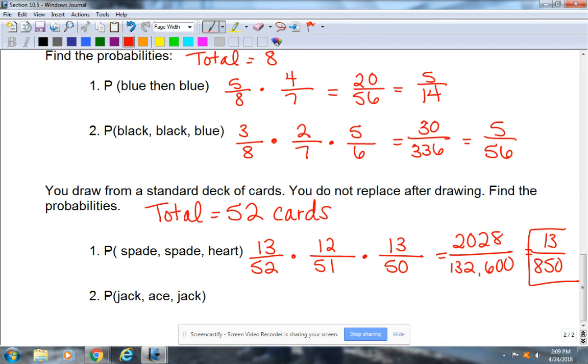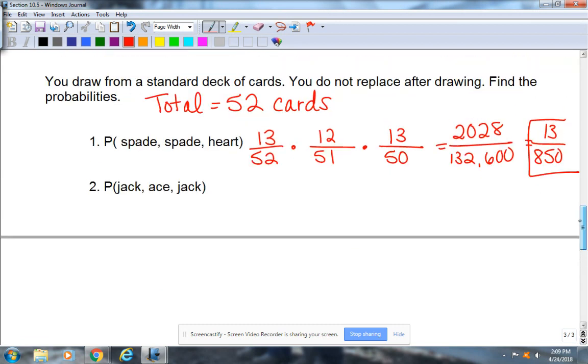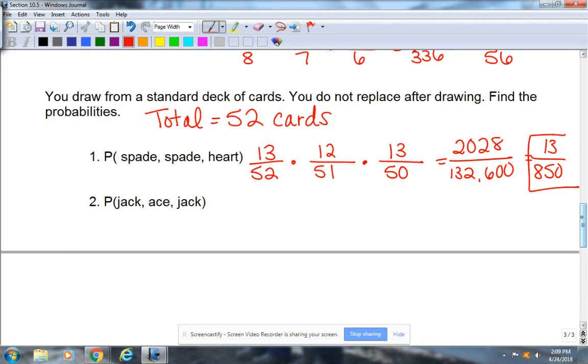Gotcha. All right. So now, the last one, we want the probability of getting a jack, and then an ace, and then another jack. Okay, in that order. So, back to the whole deck of cards. How many total cards do we have? 52. How many jacks? There's 4 out of the total deck, right?